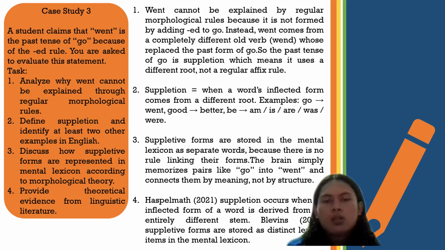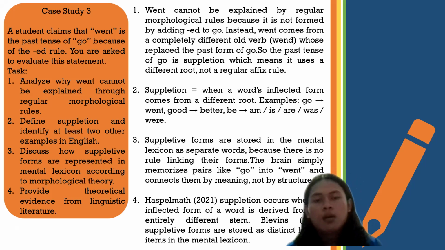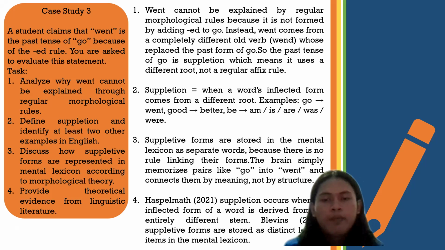And the last is Haspelmath, 2020: suppletion occurs when an inflected form of a word is derived from an entirely different stem. Blevins, 2016: suppletive forms are stored as distinct lexical items in the mental lexicon.